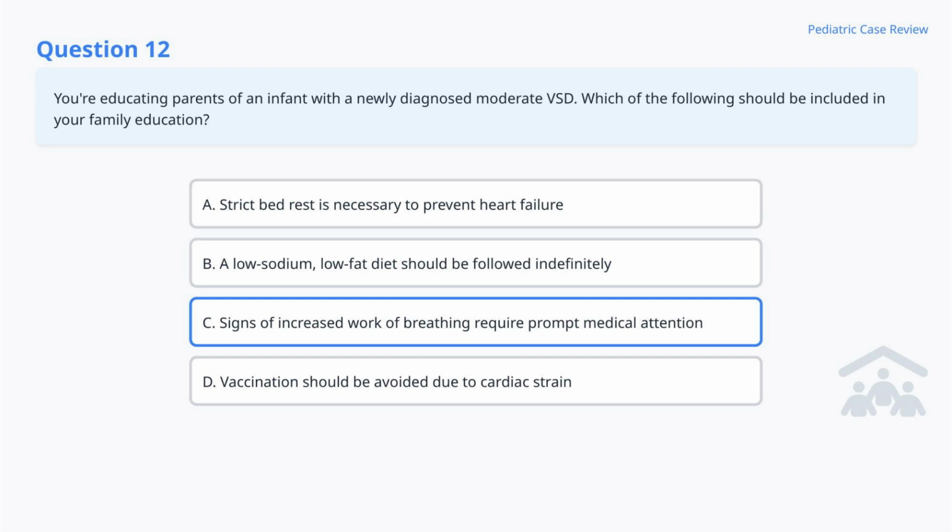Your options are A. Strict bed rest is necessary to prevent heart failure. B. A low-sodium, low-fat diet should be followed indefinitely. C. Signs of increased work of breathing require prompt medical attention. Or D. Vaccination should be avoided due to cardiac strain. Consider which guidance would be most appropriate and evidence-based for families managing a child with a moderate VSD.